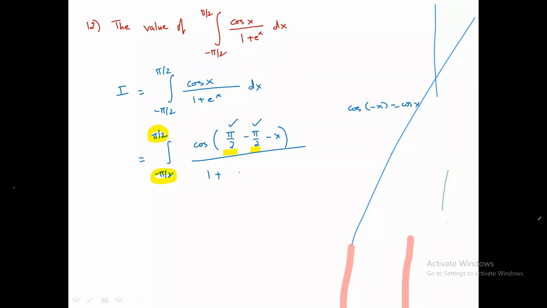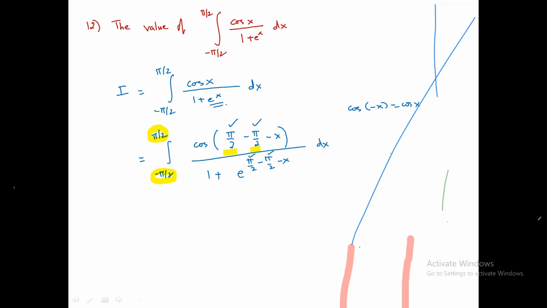1 plus, now how will I write this denominator? Pi by 2 minus pi by 2 minus x dx. Here also I am writing pi by 2 minus pi by 2 minus x for x. But what is happening here? When pi by 2 and minus pi by 2 are cancelling, I am getting minus x. I am not getting x. I am getting minus x.